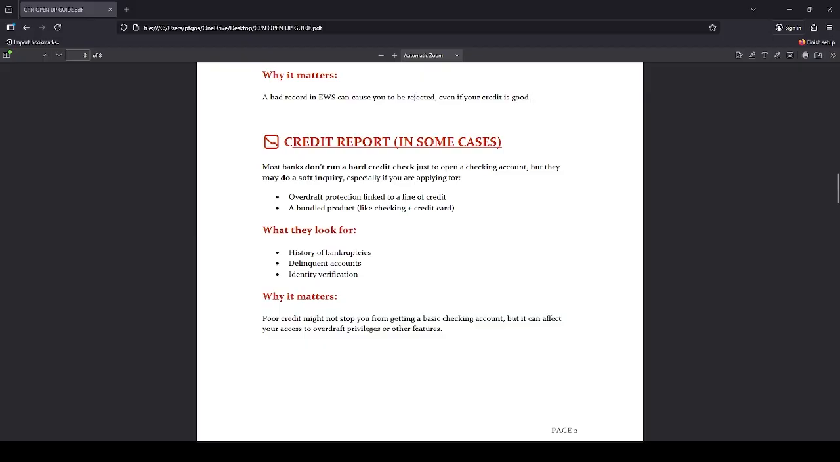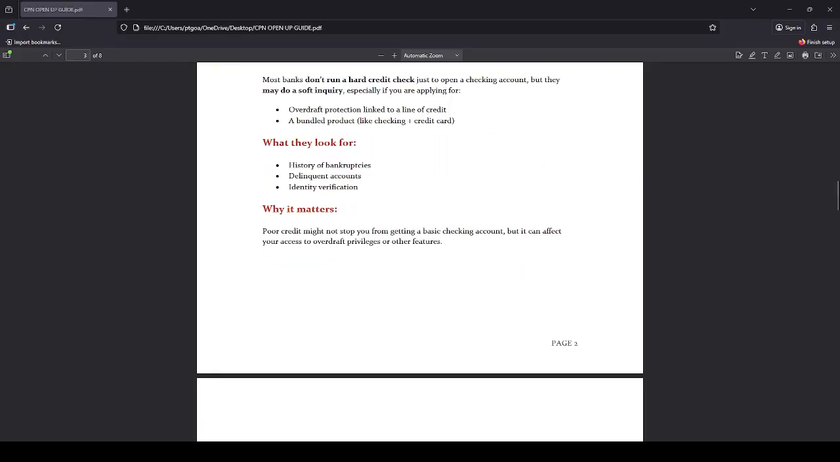But personally, I will tell you, you do not need to have a credit score to open up a checking account. I've done it multiple times, no problem. It just has to be set up, right? I can't stress that enough.